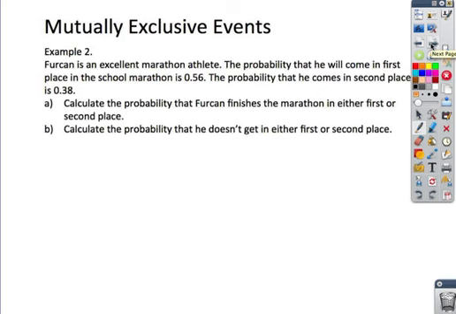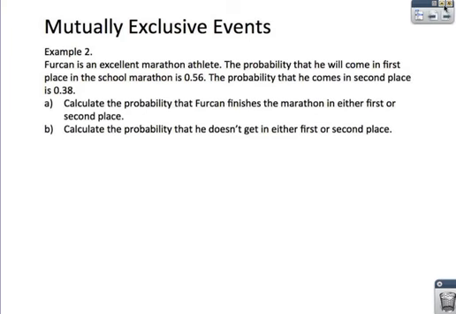Another example, a student is a marathon athlete. The probability that he comes in first place in the marathon is 0.56. The probability he comes in second place is 0.38. We're asked to calculate the probability if he finishes in first or second place. So again, we can identify the two different probabilities. The probability of finishing first is 0.56. The probability of finishing second is 0.38. And now we can answer the question in A.